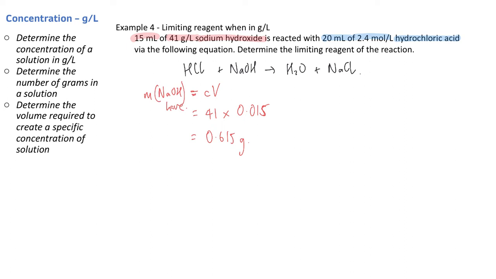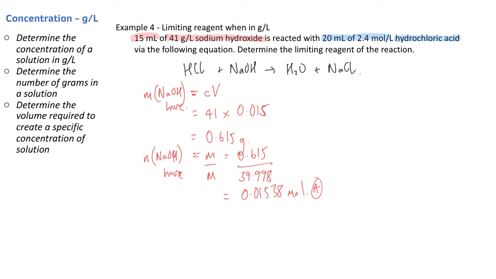Now that we've got that, we can start working on the number of moles of hydrochloric acid. Oh wait, no, we want to work out the number of moles of sodium hydroxide that we have. Now that we've got the mass, we can work out the moles, which will be equal to mass over molar mass, which is 0.615 over the molar mass of sodium hydroxide, 39.998, which is 0.01538 mole. I'm going to save that as A, because you should always save your numbers.